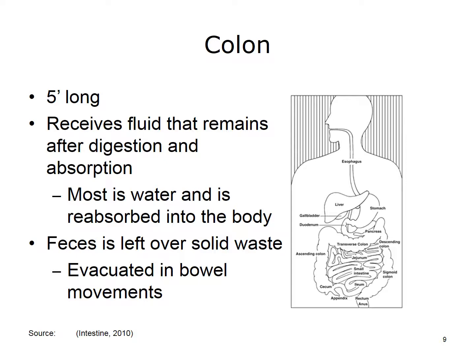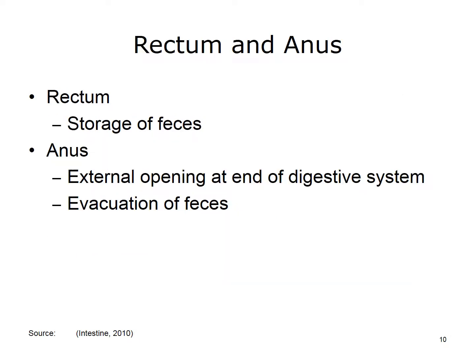The colon is the longest part of the large intestine. It travels through all 4 quadrants of the abdomen. The various sections of the colon include the ascending colon, the transverse colon, the descending colon, and the sigmoid colon. The rectum is the storage area for feces. The rectum leads to the anus, which is the external opening at the end of the digestive system. Feces are evacuated through the anus.